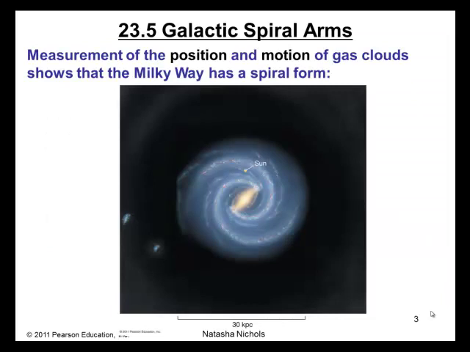All right, but how did the spiral arms form? Measurement of the position and motion of gas clouds shows us that the Milky Way has a spiral form. This is an artist's conception of our galaxy seen face on. Now, this illustration is based on data accumulated by many teams of astronomers during the past few decades, including radio and infrared maps of stars, gas and dust in the galactic disk.